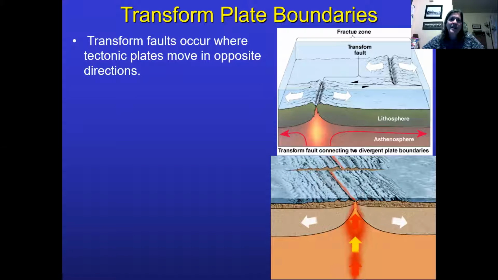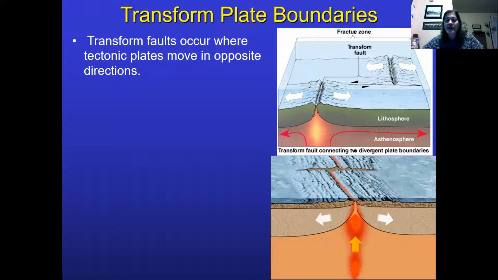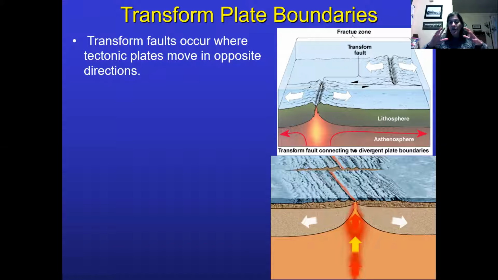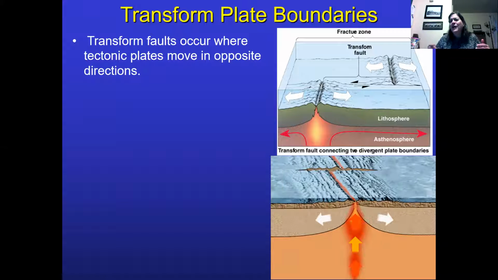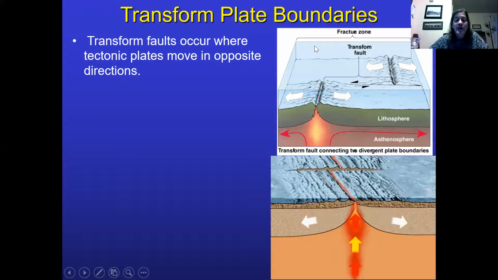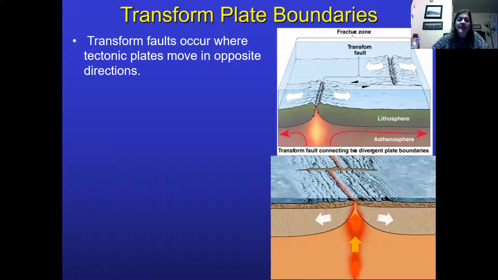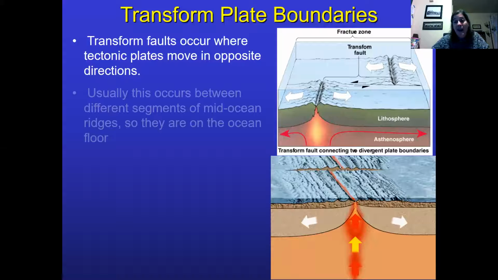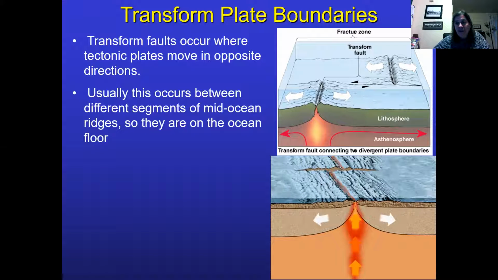So what about the third one, the transform boundary? We live on a spherical Earth, and it turns out in order to make all this motion fit, you can't just have things going down and things going up. That's kind of more of a two-dimensional world. We have a three-dimensional world, and between mid-ocean ridges, those divergent plate boundaries, we tend to get these transform faults, and those are places where the plates slide past each other. So usually this occurs between different areas of the divergent plate boundaries and mid-ocean ridges.